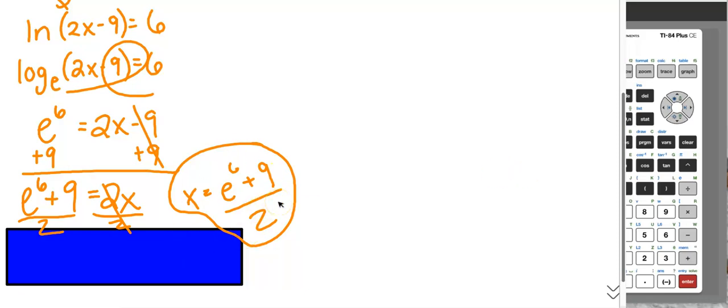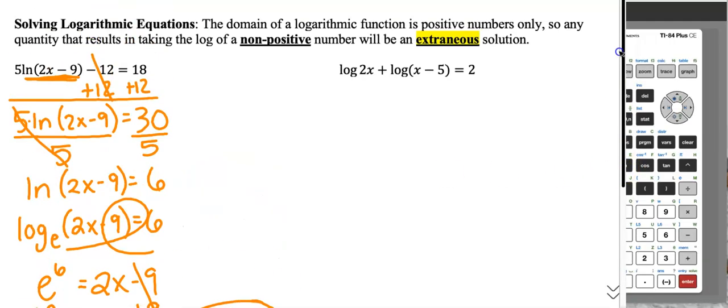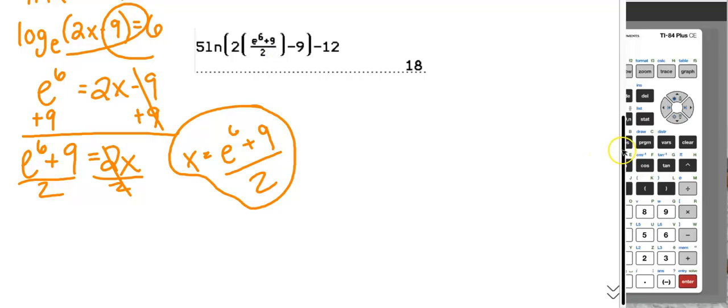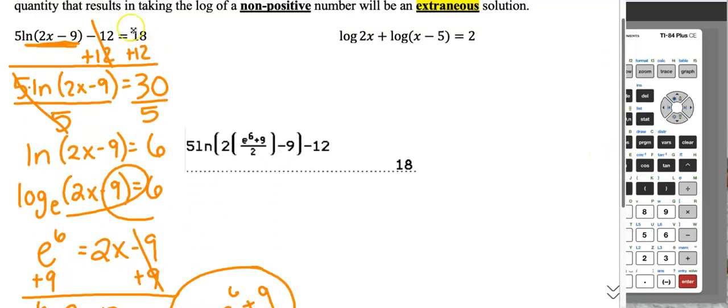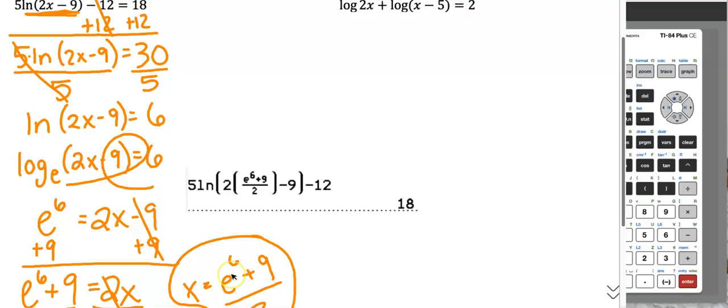Now, I do need to check my work. It looks kind of insane. But if I take my solution and plug it into my original x value, which was the original one up here, and you type it all in the calculator, you would get 18, which is what I wanted, because that's what was on the left side. Fun. So, when you are solving a natural log equation, e will always be in your answer because e is the inverse of a natural log function.